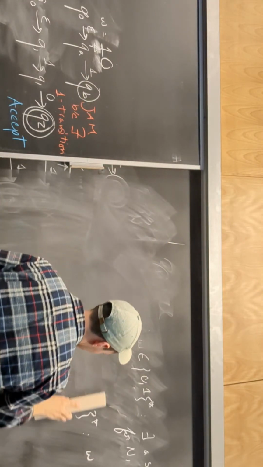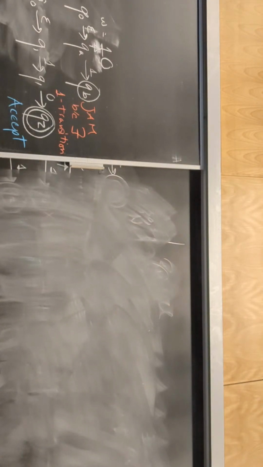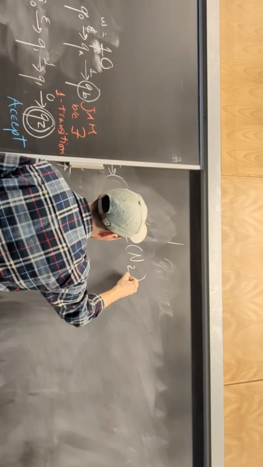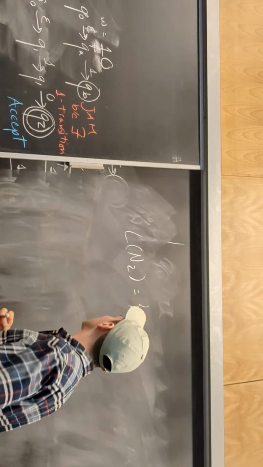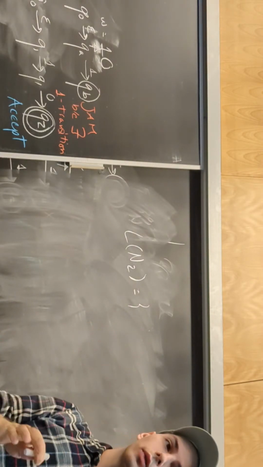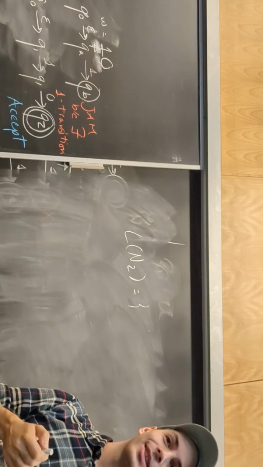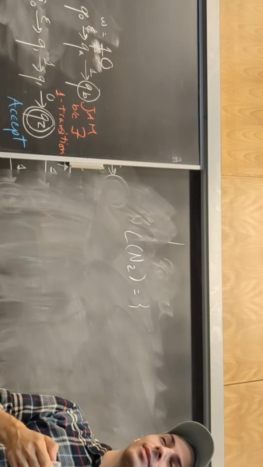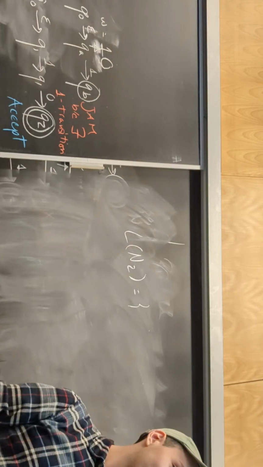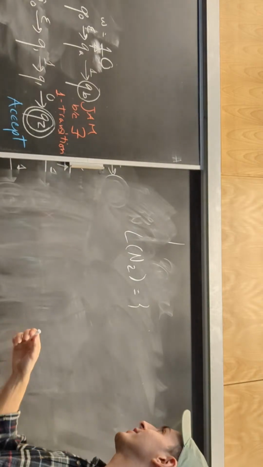Think about it for a second. What is the language accepted by N2? So it's like an NFA and a DFA. What are all the strings that lead to accept states? Okay. So I'll give you like 10 seconds to think while I count in my head. Okay. I think I've counted to 10 in my head. So what is L(N2)?